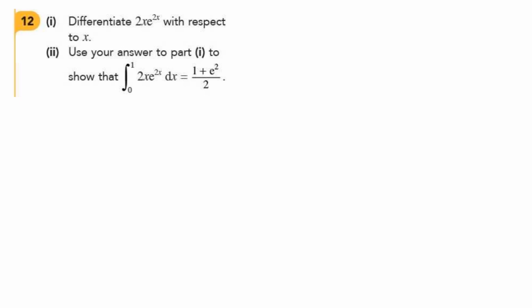Alright, so question 12 is similar to question 8, except now that we are managing exponential functions. So part I is just to differentiate 2x e to the power of 2x, and then we're going to use the part I answer to do part 2. So the concept is similar to question 8. Okay, so we're going to use product rule to do that.